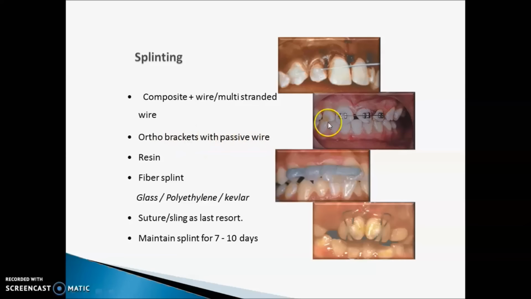Aspirants, the word passive wire is very important. It should not cause any force; the wire should be passive. Then we have the resin kind of splint, where we use just composite resin over the surface to stabilize the teeth. Then we have fiber splint, you can see the example. We have three kinds of fibers: glass fibers, polyethylene fibers, and Kevlar fibers. As I have told, the suture or sling type of splinting is considered the last resort. The minimum period for maintaining the splint is around 7 to 10 days.